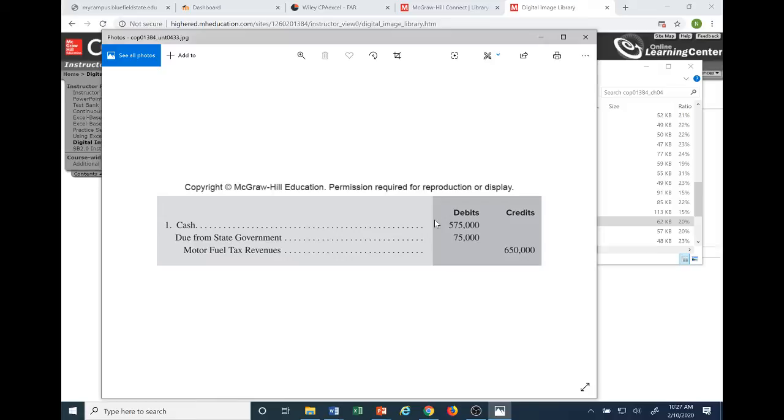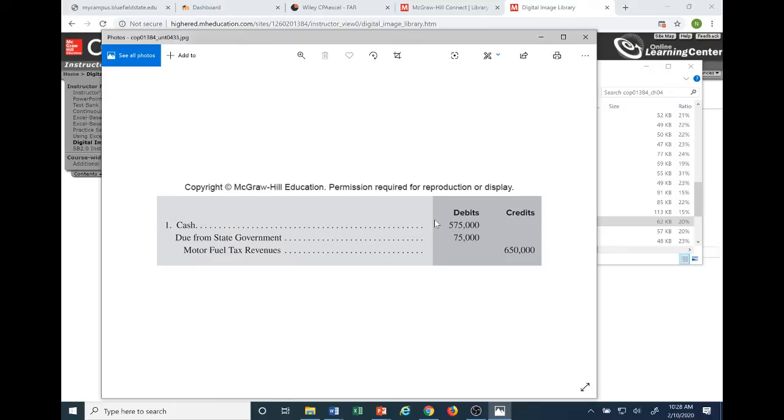So it says during 2020, the state notified the village that it would be granted $650,000 in motor fuel taxes. Records show $575,000 was received in cash, and the remainder is accrued as a receivable and revenue because it's going to be received within 60 days of the end of the fiscal year. So it's available, right? It's measurable and available, so it's revenue.